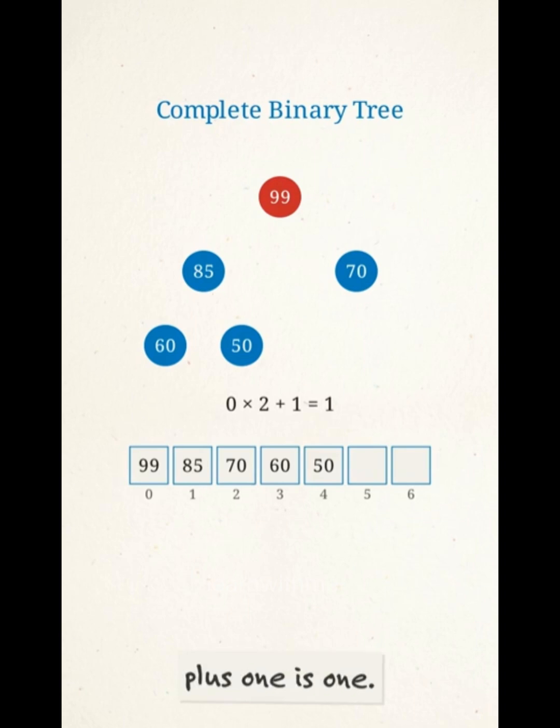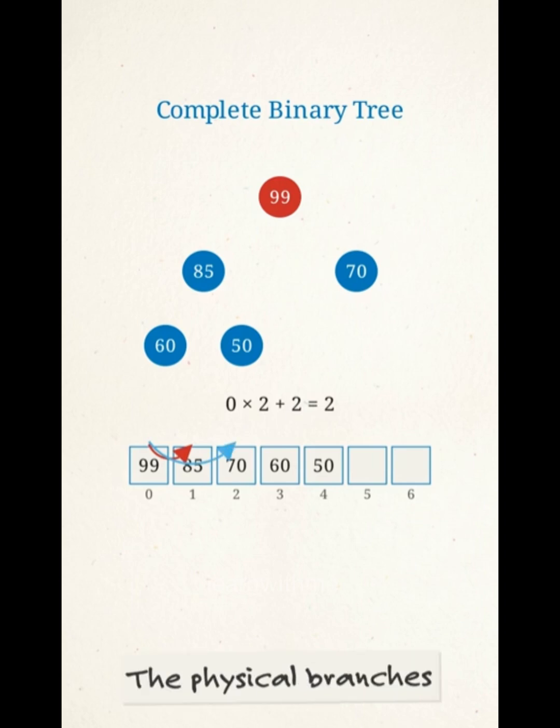0 times 2 plus 1 is 1. There's the left child. And 0 times 2 plus 2 is 2. That's the right child. The physical branches are never actually saved in memory. They're calculated instantly just by reading the array positions.